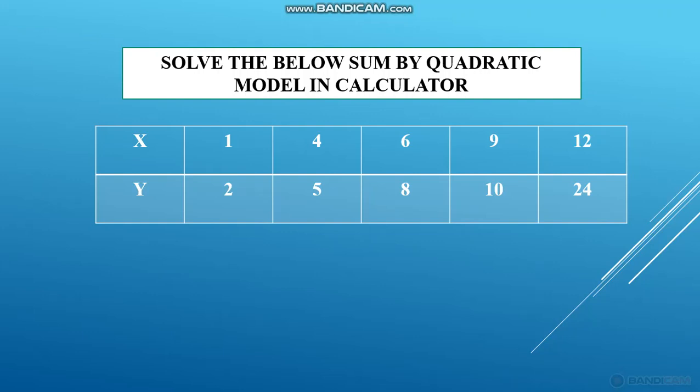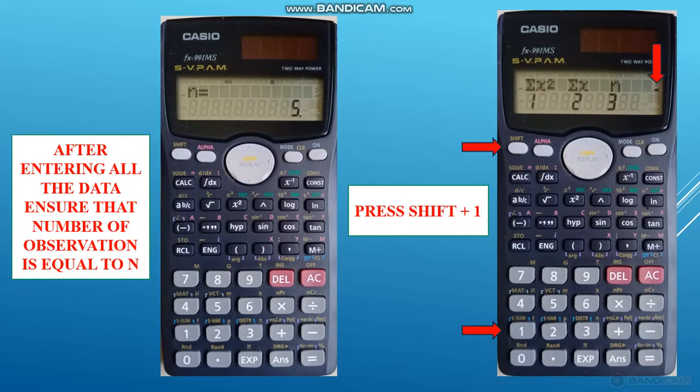Similarly you enter 4, 5, and similarly you enter 6 comma 8, and similarly you enter 9 comma 10, and similarly you enter 12 comma 24. So after entering all the data, you can see in the display there is n is equal to 5. So n means number of observation. So you ensure that the number of observation should be equal to n.